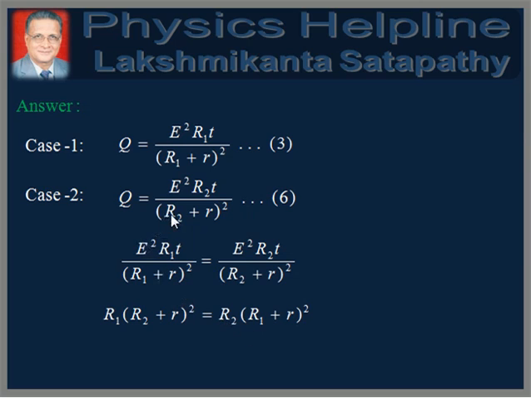Now, equating the RHS of equations 3 and 6, we get the next step. Here, we observe that E square into t is common on both sides. Therefore, cancelling them and cross-multiplying the terms, we get R1 into R2 plus R whole square is equal to R2 into R1 plus R whole square.